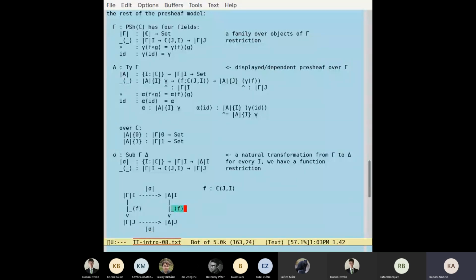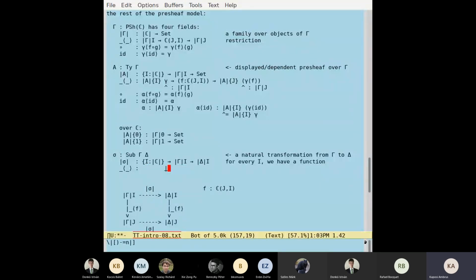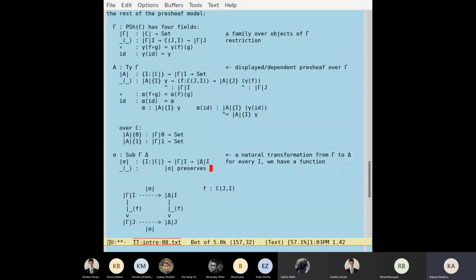We have the same notation here, but here I didn't write that this is a restriction for gamma, but if you want, you can write a gamma afterwards, and then you know that this is restriction for gamma. Okay, and this equality says exactly that this diagram commutes. So if you start here and go here and then go down here, it's the same as going this way. Okay, so this is like a preservation. So here we will say that sigma preserves restriction. Okay. This is what this says.